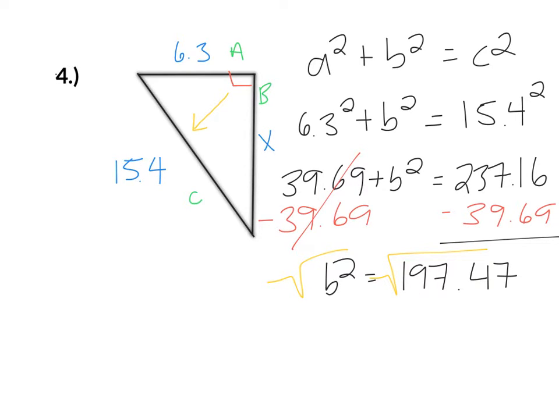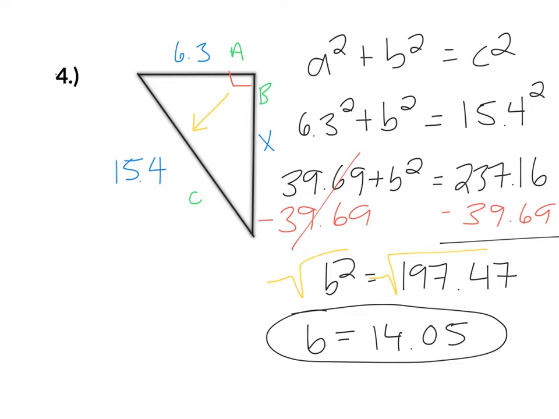Once again, our last step here is to take the square root, because that is the opposite operation of both sides, and we get B left over, and the square root of 197.47 is a funky number, and we're going to round it again to 14.05. 14.05 is your answer. Please circle it. Make sure that you have this written down.